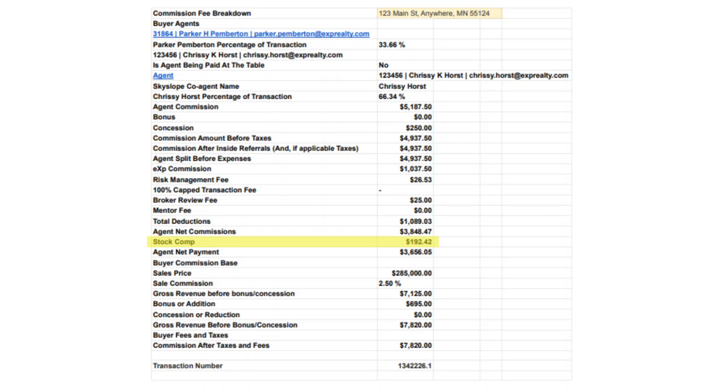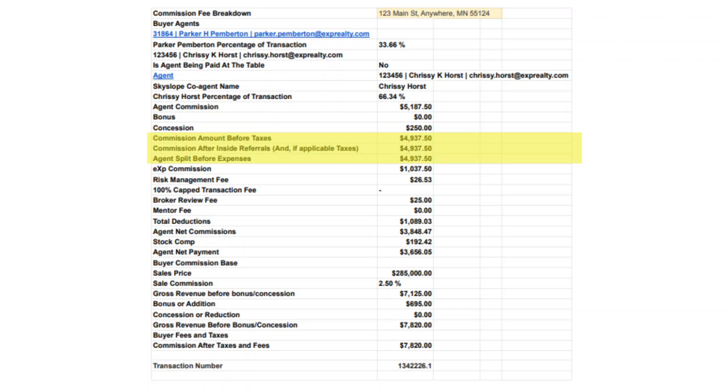The last part that is deducted from here is if you've opted in for stock comp. You would be getting 5% taken out of your net commissions. That bottom number, or the number right above that stock comp line in yellow, that's 5%. That's going to buy into stock at a discounted rate, and you should be able to see that in EXP Enterprise as well.